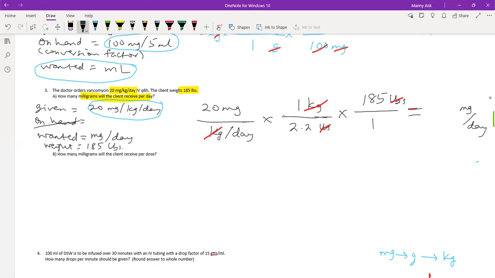So this is the time to work this out and come out with your answer. If you work this out, we have to multiply 20 by 185 and divide by 2.2. So 20 times 185 gives us 3700, divided by 2.2 times 1, so that's 2.2. So divide your answer: 3,700 divided by 2.2.